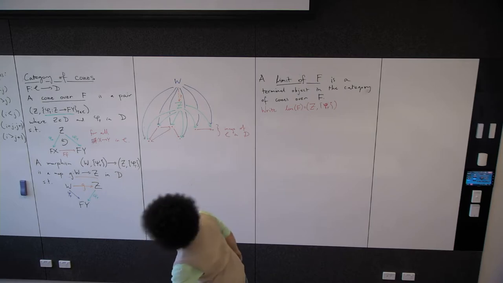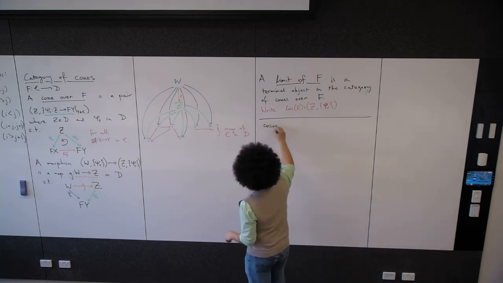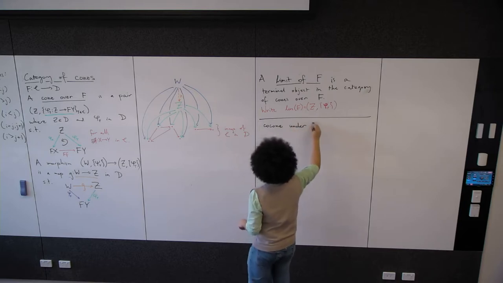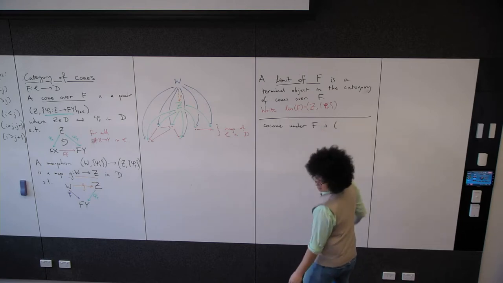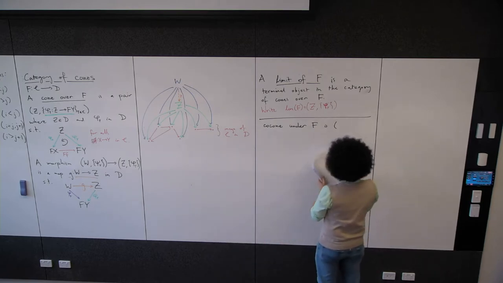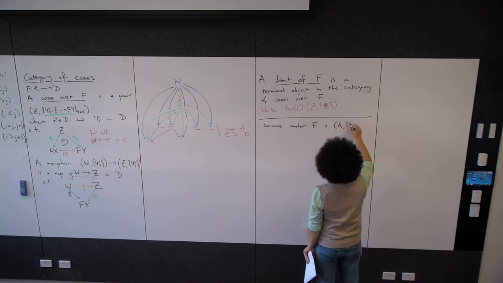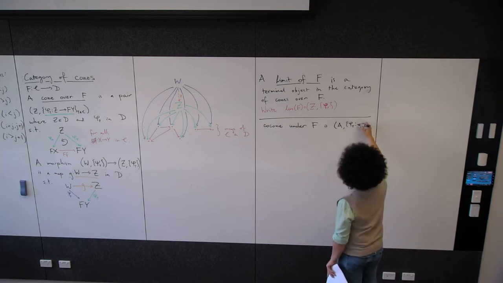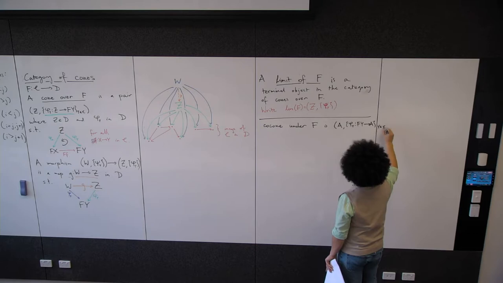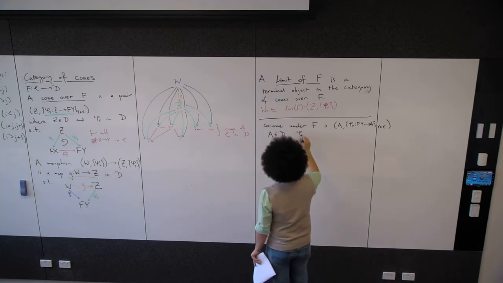All right, so now we're gonna quickly talk about the dual thing. So a cocone under F is also a pair. I'll use the same stuff that I've used here. We'll say A and phi Y. But now this is mapping from the image into the object. So this is from FY into A, for all y in C, where A is in D and phi Y is in D.